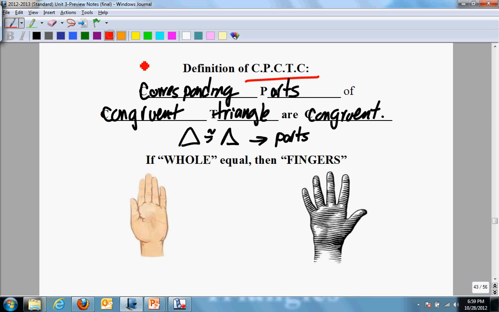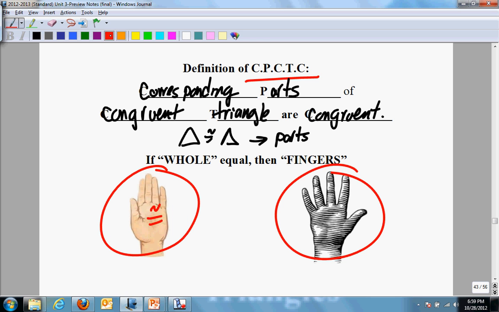Another way of thinking about this is if you have congruent hands, then all the parts of the hands, the individual parts, which would be like the fingers, are congruent. So if the whole hands are congruent, the parts are congruent.